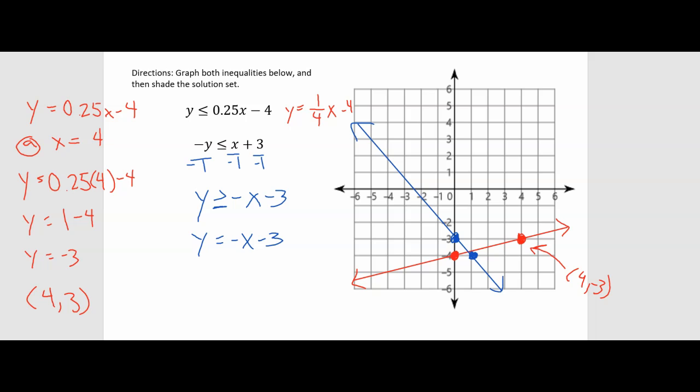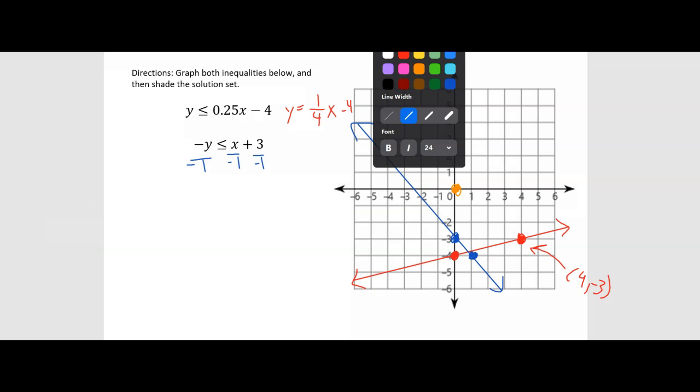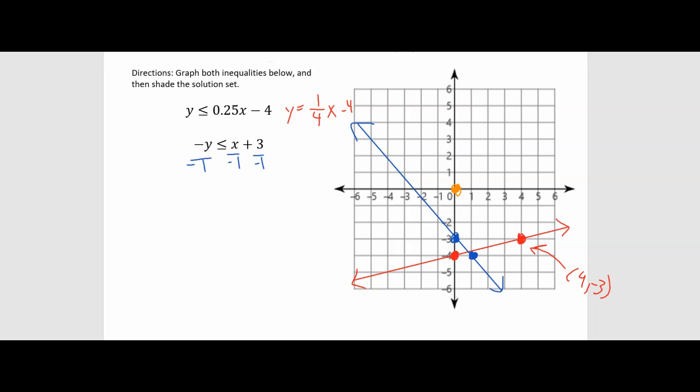And now we're ready to figure out which side to shade on. Again, I'm going to use 0, 0 for both. It's just a very easy point to substitute in. So let me get rid of some of this. I'll put that back up. Let's test red first. We're going to test it at 0, 0.